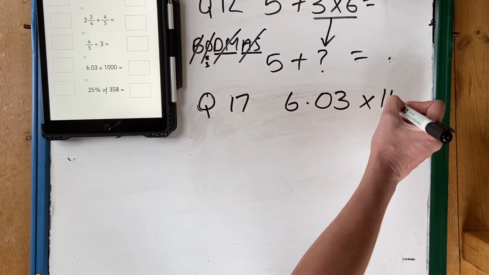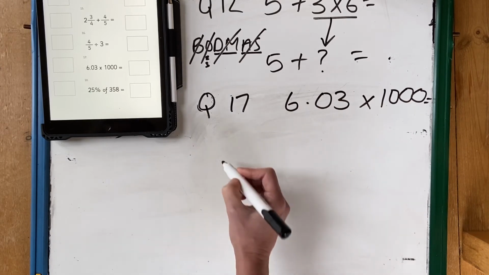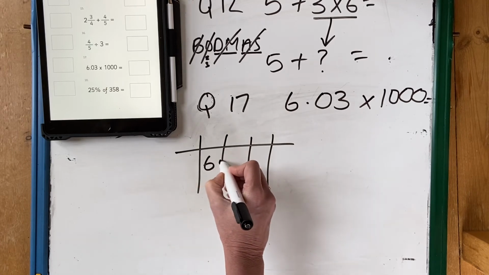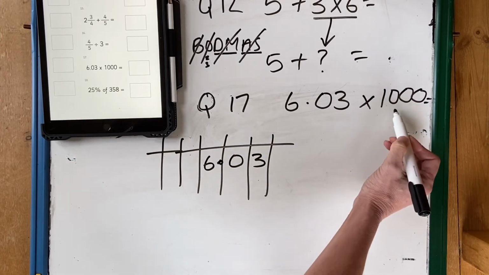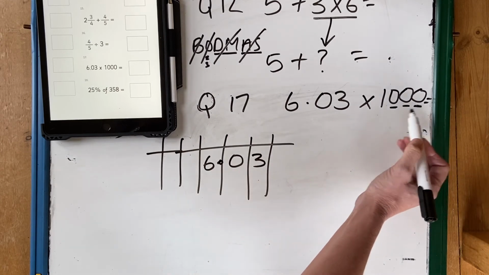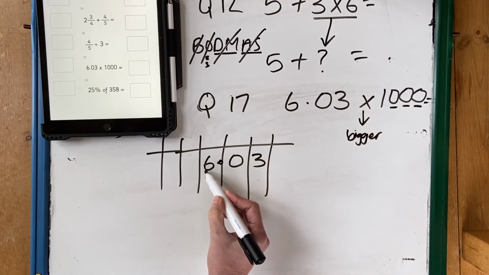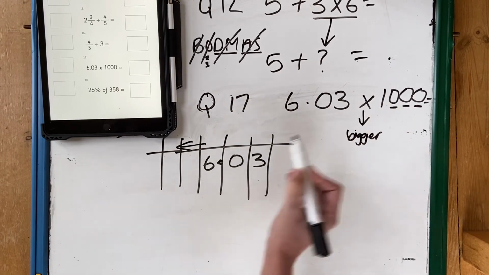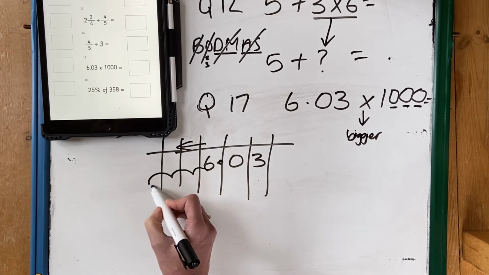Question 17. 6.03 multiplied by 1,000. So there's a couple of ways of doing this. You can use your place value grid. So your 6.03, and you're going to multiply it by 1,000. So we're going to move each digit 3 places, and because it's multiplying, the number gets bigger. So therefore we are moving the digits this way. So pick up the 6 and move it 3 places. Ready? 1, 2, 3. Put your 6 there.